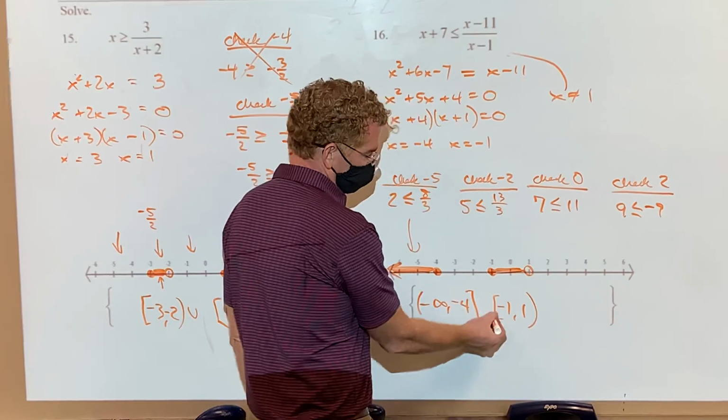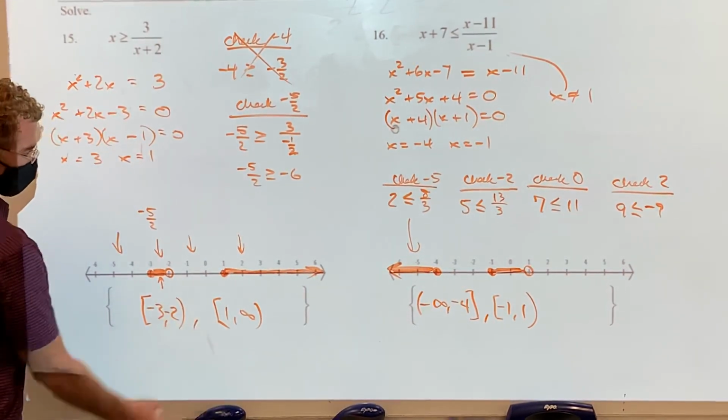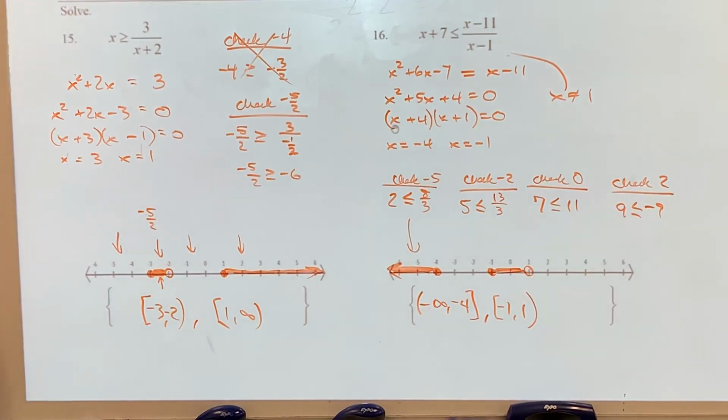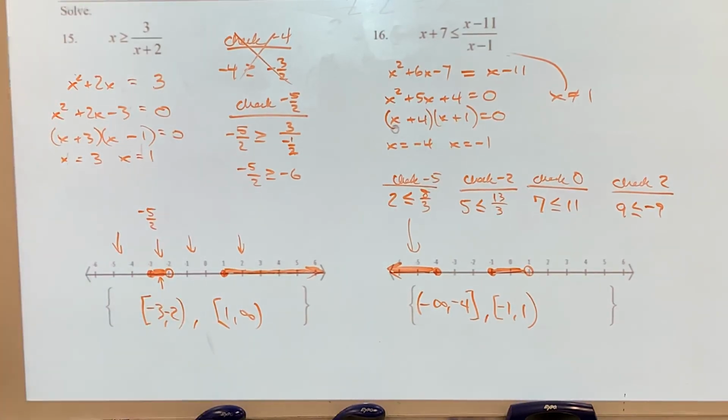AP Cal normally puts commas, but union notation is more formal. I don't care. You can put commas if you want. It's like listing your answers. Your answers could be like 2 or 4 or 5 or 7 or whatever. So or. Y'all with me?